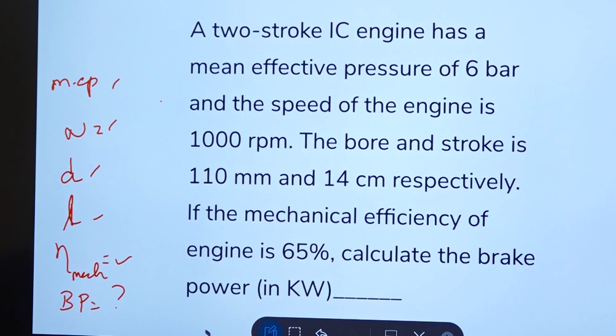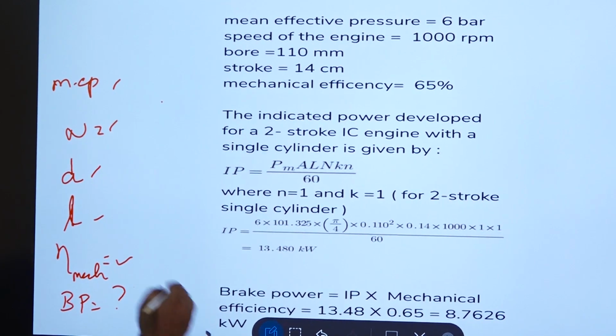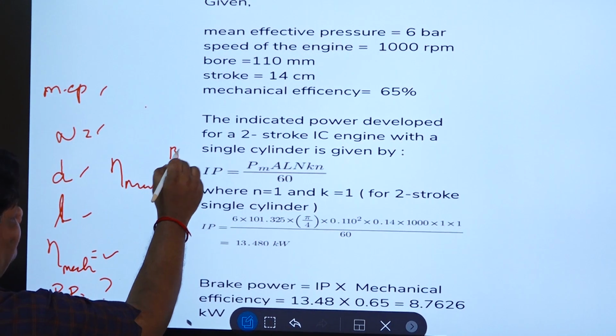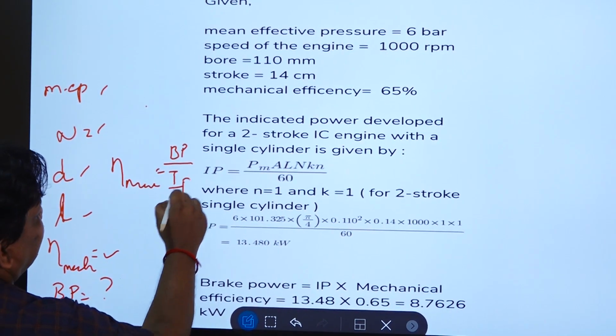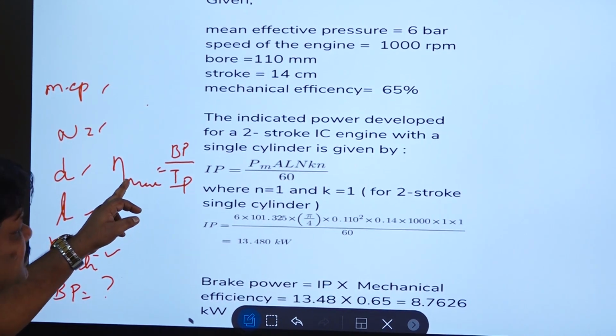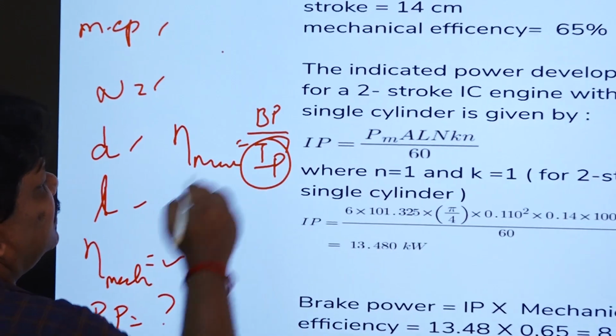So BP, we know the formula for brake power. Eta mech comes in, right? Eta mech is equal to brake power divided by indicated power. So you should know the value of brake power. Mechanical efficiency is given to you, it is around 65%. So the only unknown is indicated power.